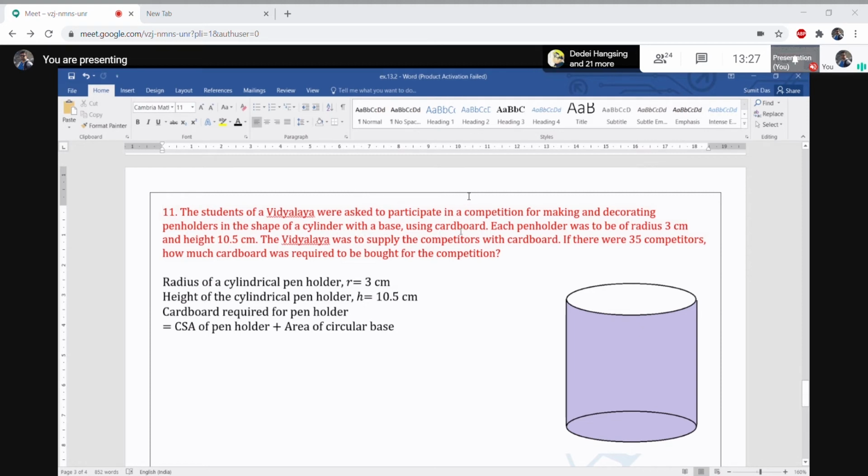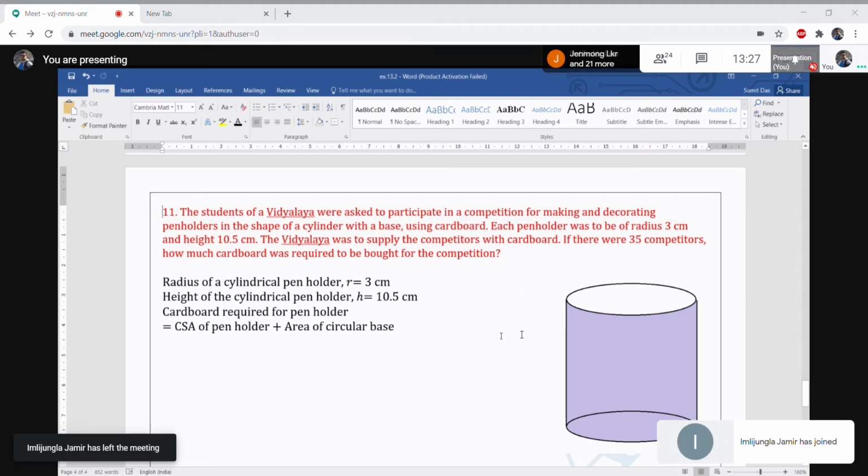Using cardboard. Each pen holder was to be radius 3 centimeter and height 10.5 centimeter. So the Vidyalaya supplied the competitors with the cardboard. If there are 25 competitors, how much cardboard was required to be bought for the competition?